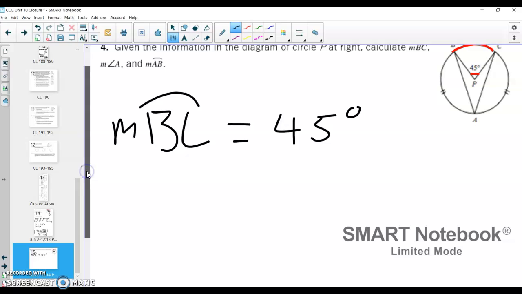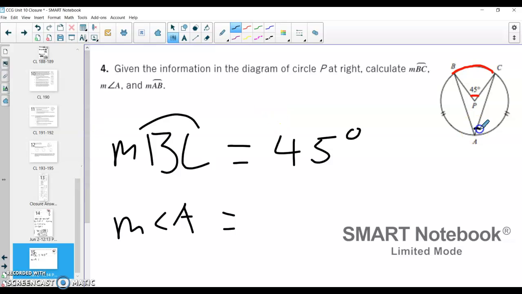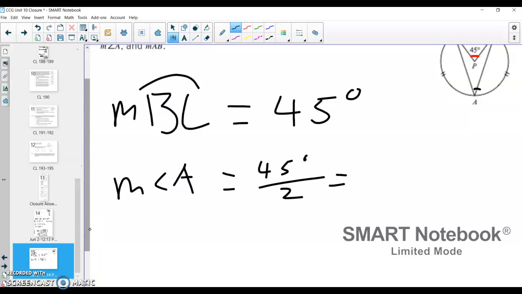Part 2 is just finding the measure of angle A. And the measure of angle A, well, that's going to be this inscribed angle down here. So if the central angle is 45 and the arc measure up here is 45, then the inscribed angle is half of that. So I'm going to take that 45 degrees, divide it by 2, and say that the measure of angle A is 22.5 degrees.